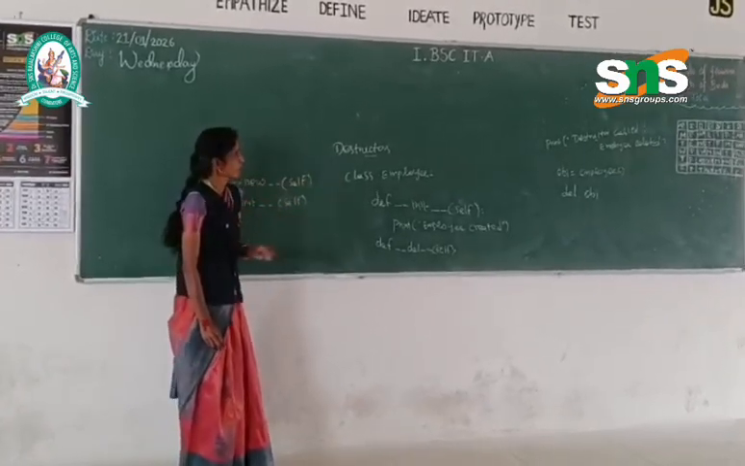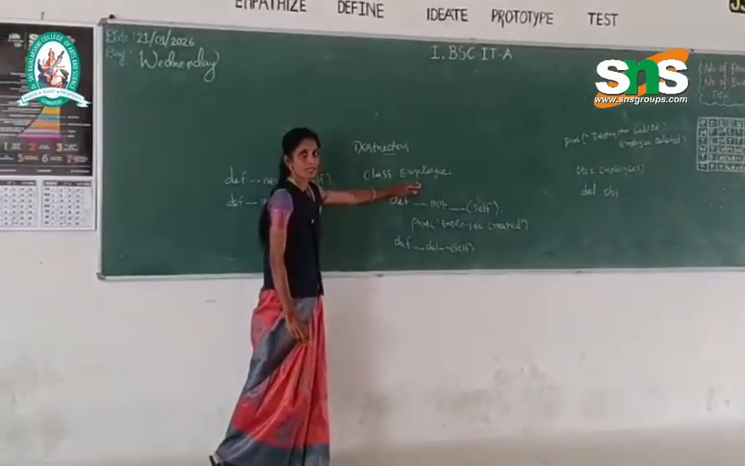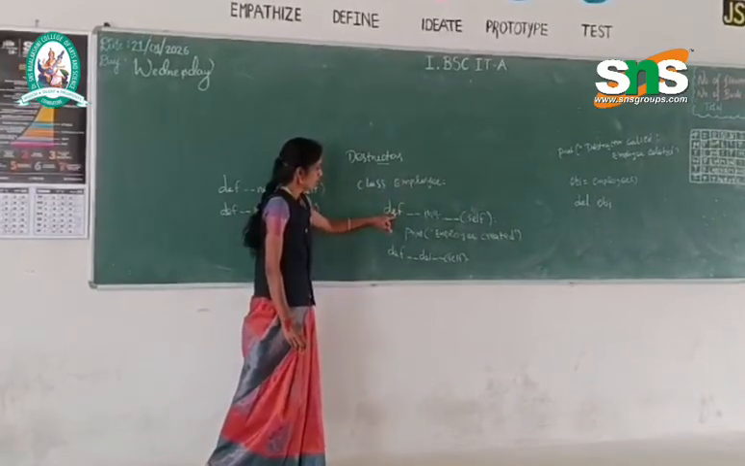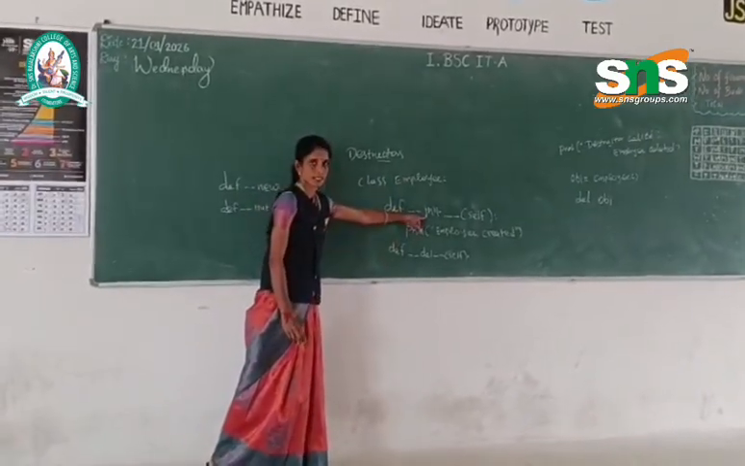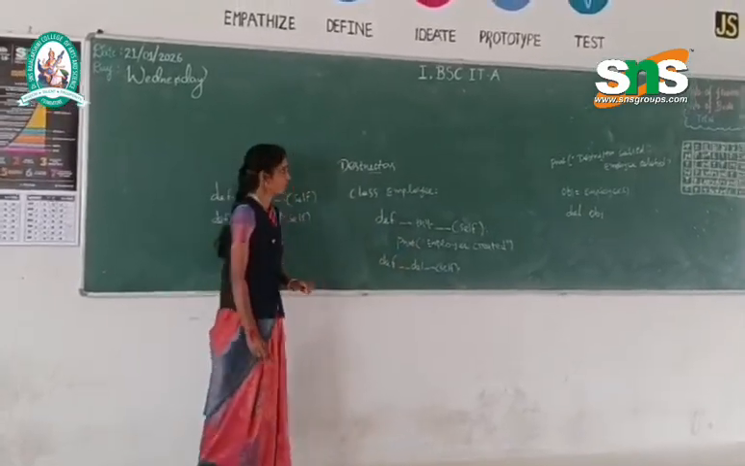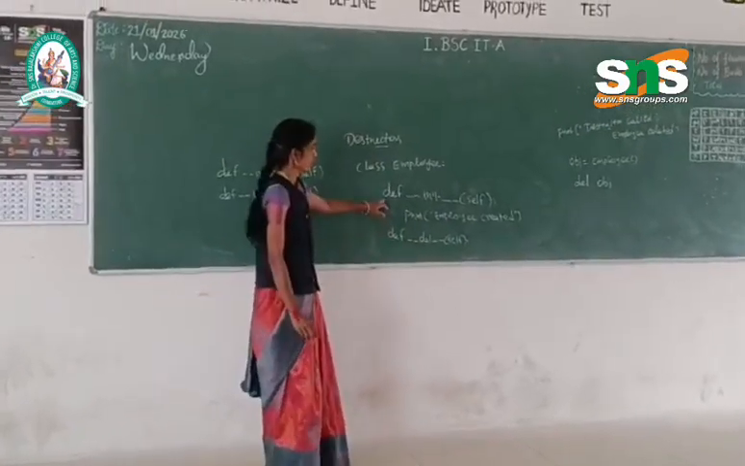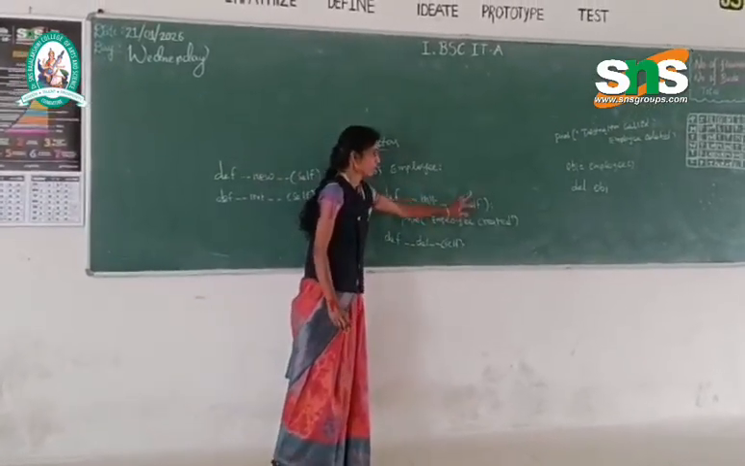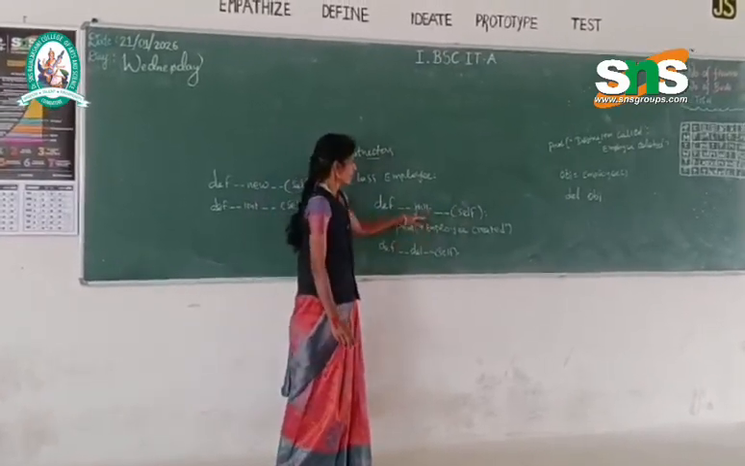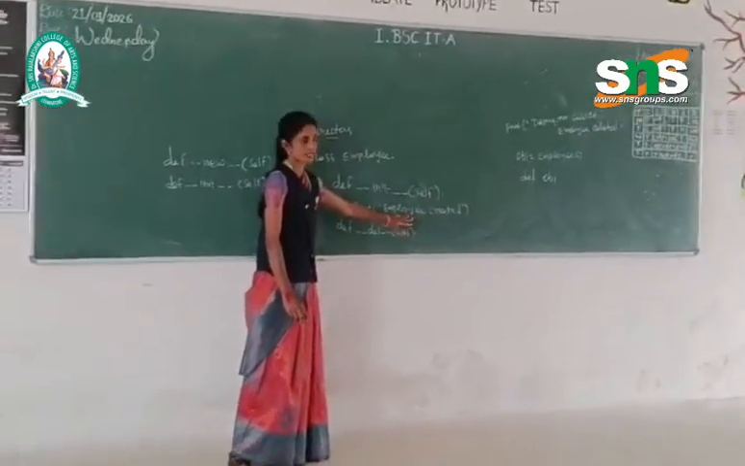Here, in this example program for the destructor, I have a class called employee. In the employee class, I have two functions. The first one is def __init__, which helps to indicate that the class is created. That is def double underscore init, with self. Self is the instance variable. In this, I am going to print a message saying the employee is created.